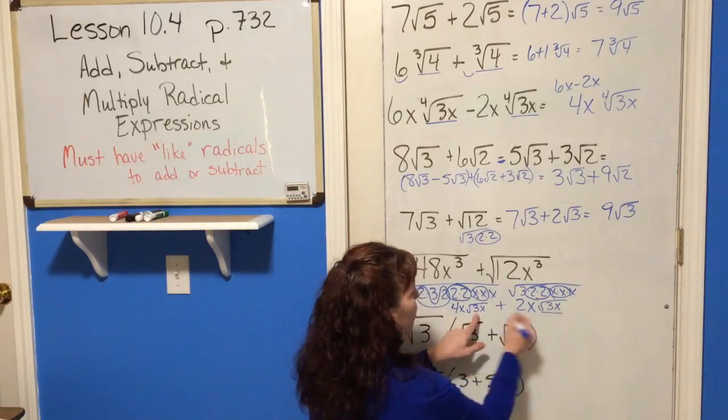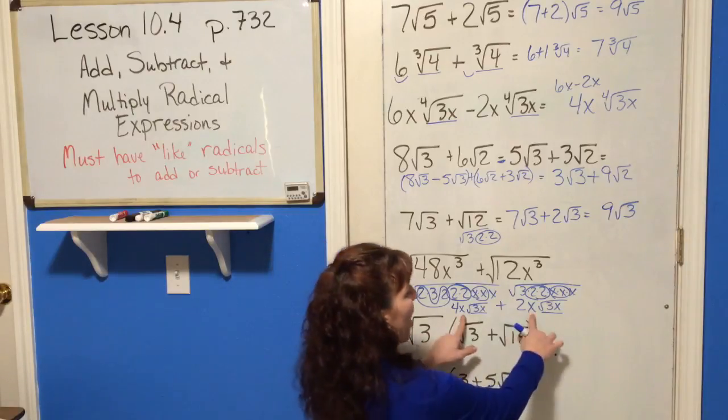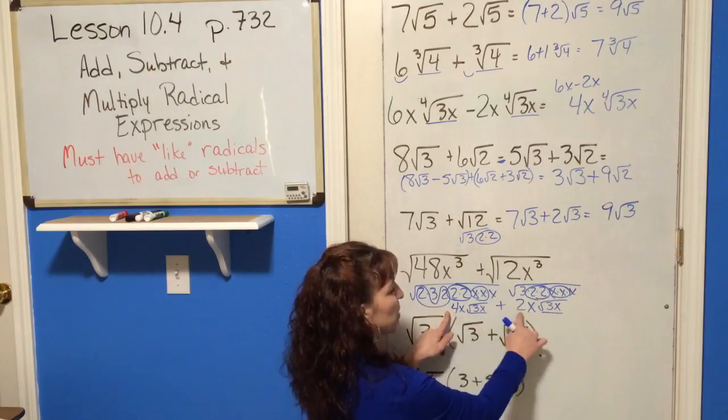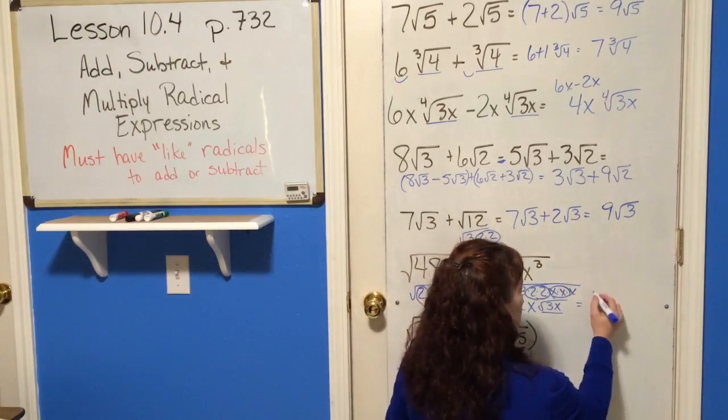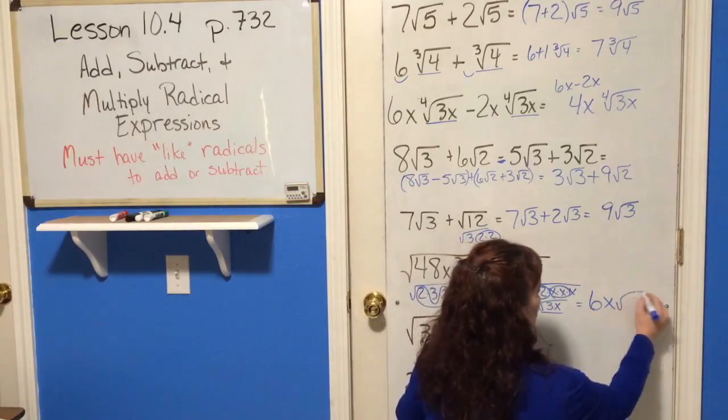So now we've got the same radicals, which is what we needed. And these both have an x, bonus. So we've just got 4 plus 2. 4 plus 2 is 6x, 6x times the square root of 3x.